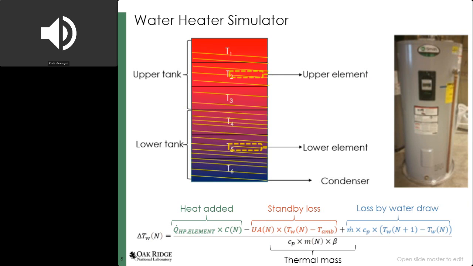For this RL development, we developed a water heater simulator. We used a 6-node water heater simulator with 2 electric elements. The model calculates the temperature changes in each node based on the amount of heat added, standby loss, and loss by water draw. I'm not going to go into the details of this equation. This is a simple 6-node model.